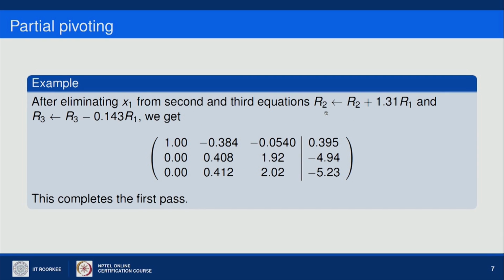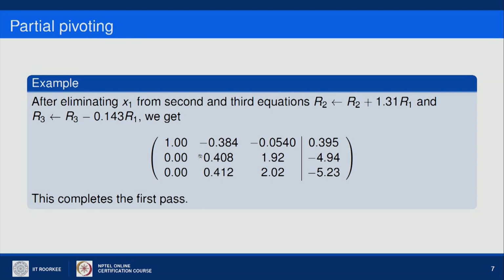So for this I will replace the second row, that is R2, by R2 plus 1.31 times R1, and R3 I will replace by R3 minus 0.143 times R1. After doing these two operations I will get this particular matrix. Here you can see in the first column, the first row has the pivot entry 1 and the rest of the entries below the pivot element are 0. So this completes the first pass of the Gaussian elimination method with partial pivoting.